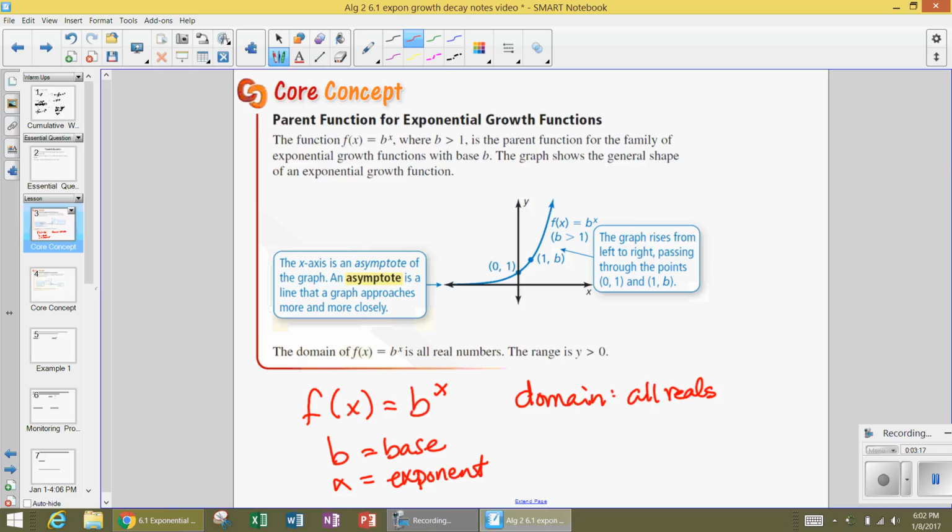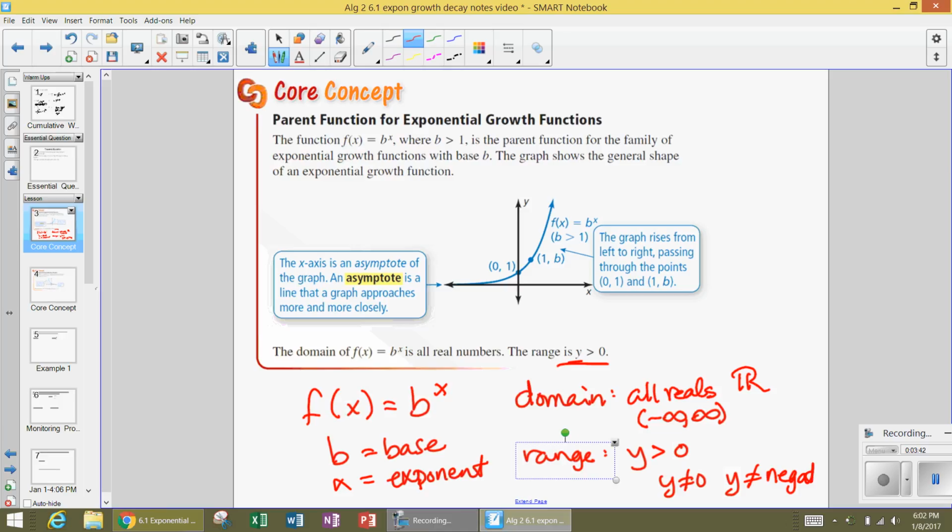And depending on who your teacher was last semester, you could have written all real numbers like that, or you could have written all real numbers in words, or you could have written all real numbers in symbols from negative infinity to infinity. And the range is going to be y is greater than 0. Y cannot equal 0, and y cannot be negative. So this is going to be important to know.